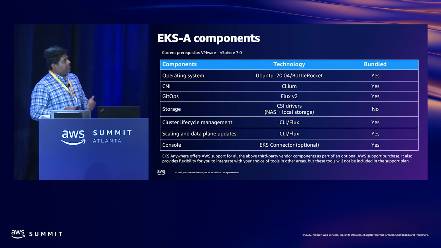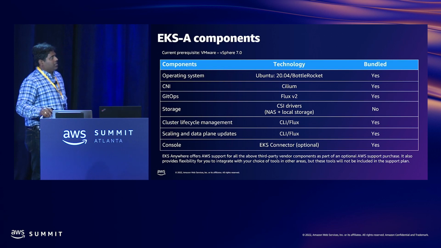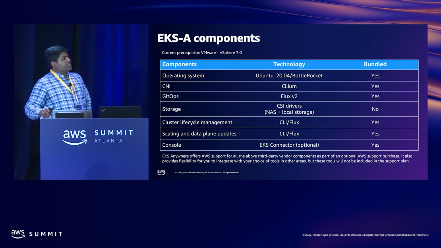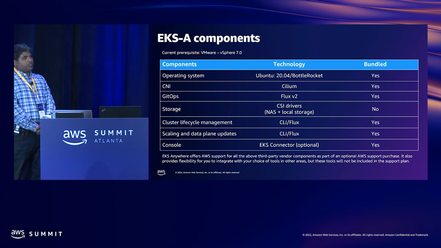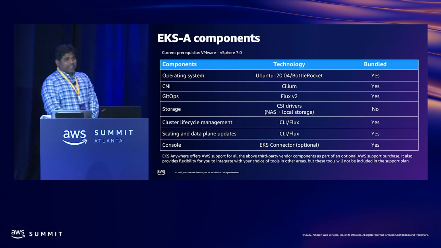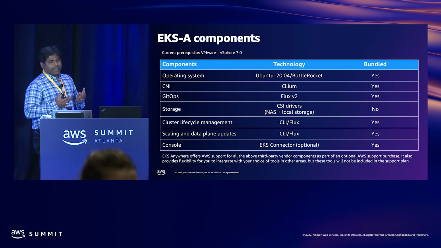So I was referring to the components in the previous slide. So what are the components we're talking about? The two operating systems that are supported today are Ubuntu, version 20.04, as well as Bottlerocket, which is a purpose-built container operating system that we built and released last year. Those two operating systems are right now supported, and we are looking to add more down the line as well. Is it bundled today? Yes, those two are bundled, which means you get the actual AMIs, or the OVA templates, when you're spinning up those EKS Anywhere clusters.